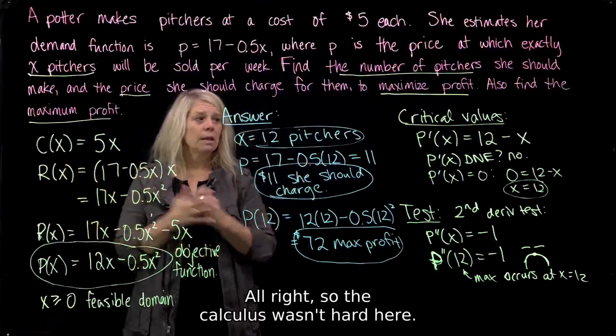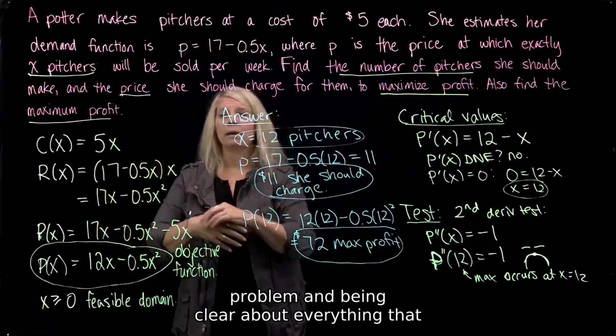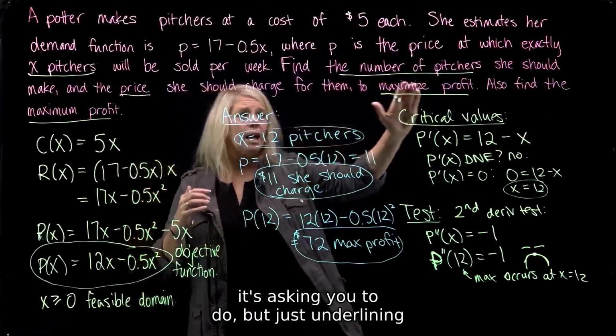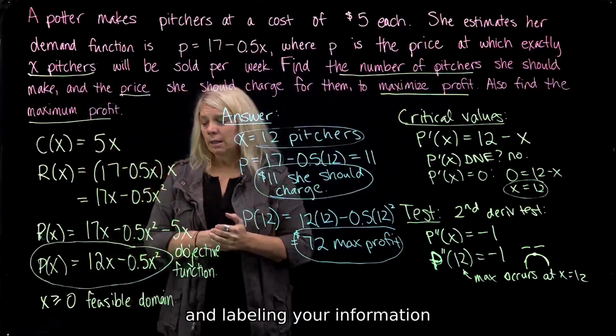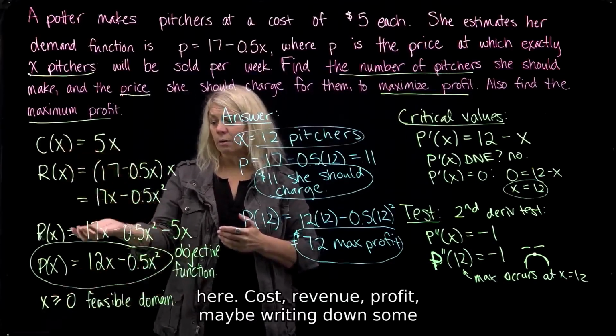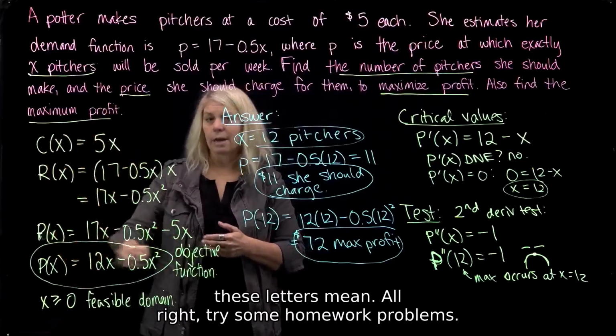All right, so the calculus wasn't hard here. The hardest thing, I think, is reading through the problem and being clear about everything that it's asking you to do, but I think just underlining can help, and being clear that what you're supposed to answer, and labeling your information here: cost, revenue, profit, maybe writing down some of those words if you don't remember what these letters mean.